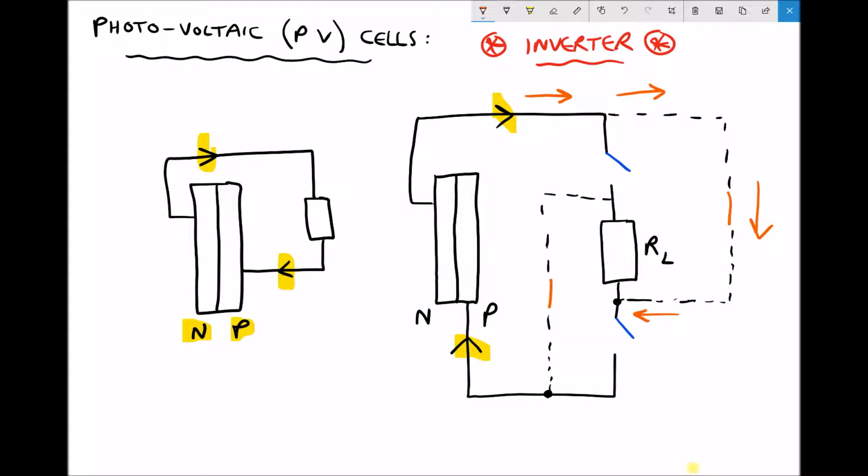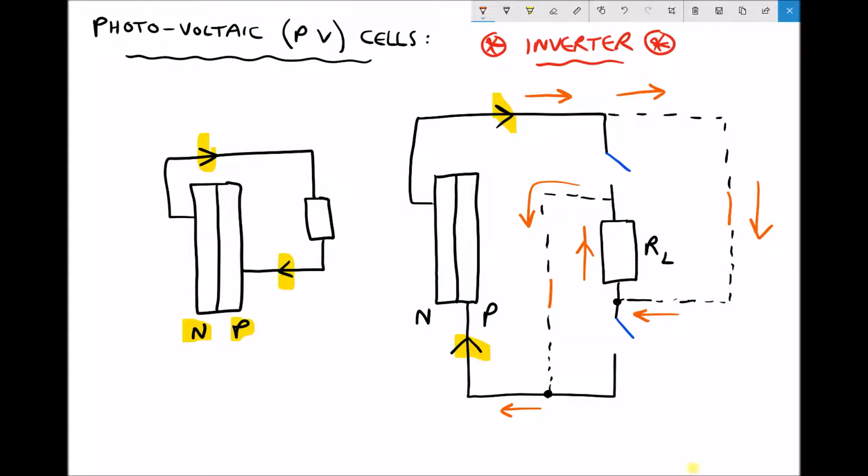Now for the same reason, those electrons can't travel downwards because the blue switch is open. So they must travel in this direction here. So note that the direction of flow through the load resistor is now different. It's the opposite direction. The electrons will then continue around the circuit, rejoining the main circuit and flowing into the P-type silicon.